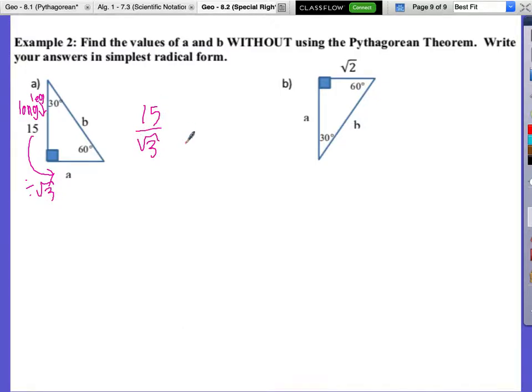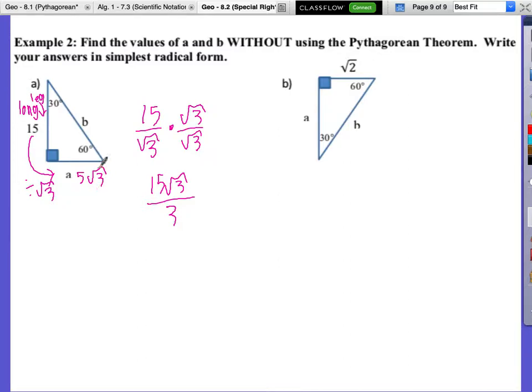That's not simplified though. What are we going to multiply this by to get the radical 3 out of the bottom? The square root of 3 over the square root of 3. Why isn't it the square root of 2 over the square root of 2 this time? Because we're dividing by the square root of 3. So 15 times the square root of 3 is just 15 times the square root of 3. And the square root of 3 times itself is what? The number in the radical, so just normal 3. So we can simplify that to 5 square root of 3.